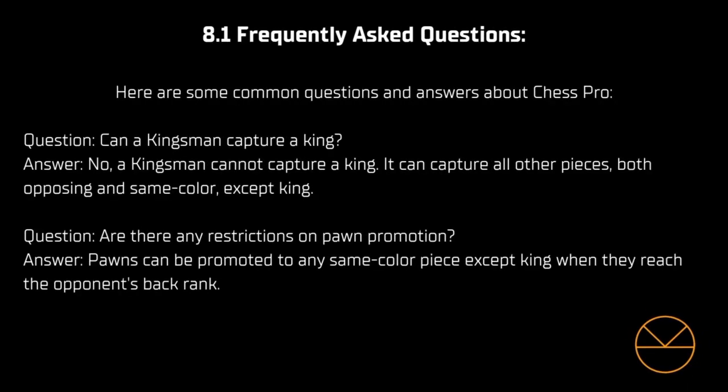Appendix. 8.1 Frequently asked questions. Here are some common questions and answers about Chess Pro. Question: Can a kingsman capture a king? Answer: No, a kingsman cannot capture a king. It can capture all other pieces, both opposing and same color, except king. Question: Are there any restrictions on pawn promotion? Answer: Pawns can be promoted to any same color piece except king when they reach the opponent's back rank.